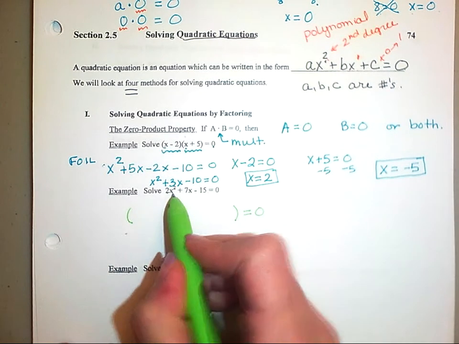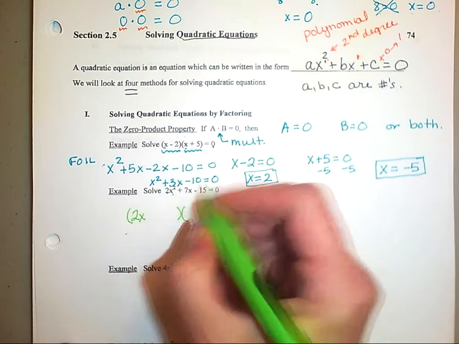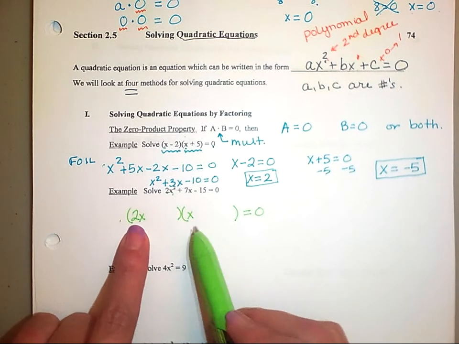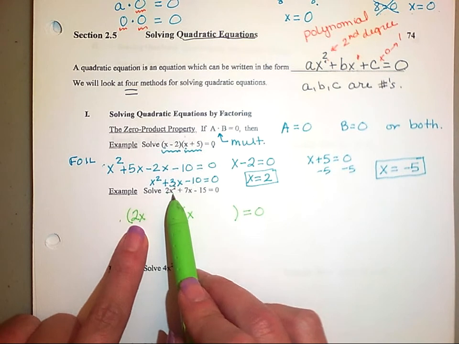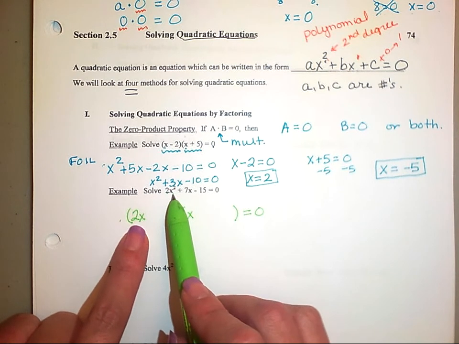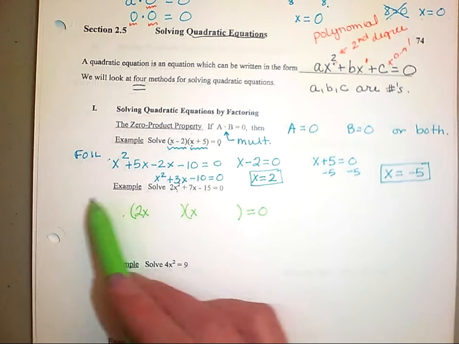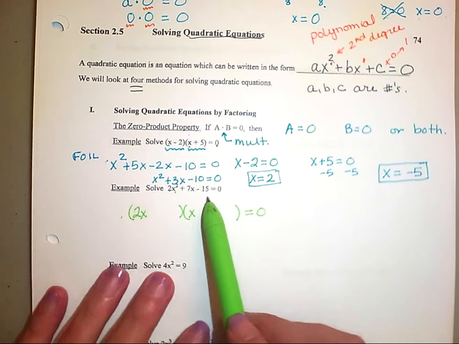Now if I have 2x squared, I only have two choices. Okay? I have to have a 2x and I have to have an x, so when I FOIL these back out, I'd get 2x squared. Now you can use the AC method or the cross method. I think I'll do trial and error here.